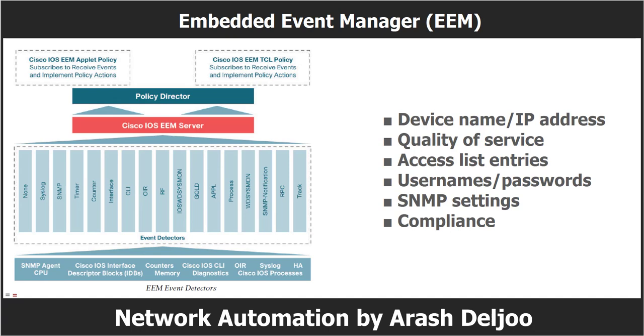A network operations team configuring 1,000 devices manually by logging into each device individually is likely to introduce misconfiguration, and the process will be very time consuming. The following are some of the most common and repetitive configurations for which network operators leverage automation tools to increase speed and consistency. For example, configuring device name or IP address, quality of service, access list entries, username and password, SNMP settings, and also compliance features.